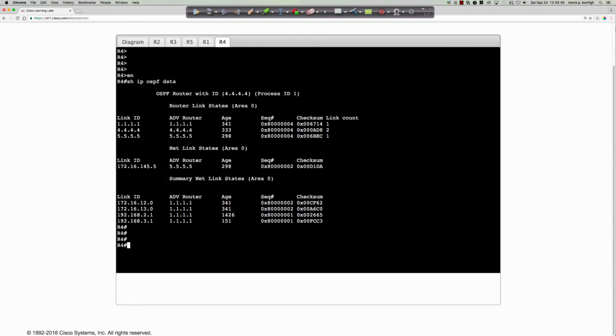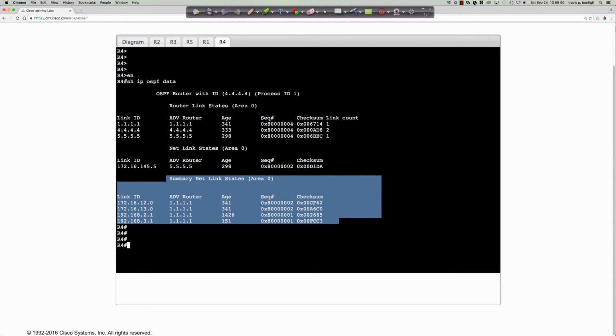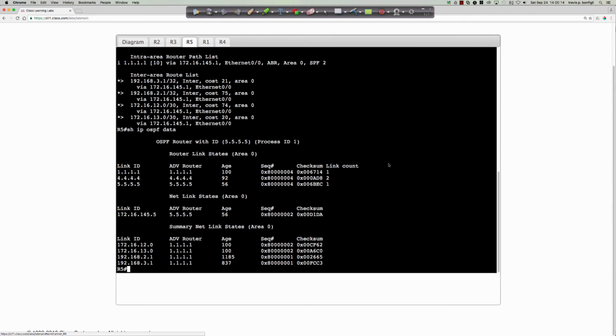Again, here is the type 3 summary LSA information. You can clearly see the advertising router, and there's the OSPF router ID again, which is why the OSPF router ID is so critical to OSPF and its ability to solve the shortest path and figure out where I recurse to and how I get there. Okay, so now we're going to take a look on router 5, and we're actually going to shut down.